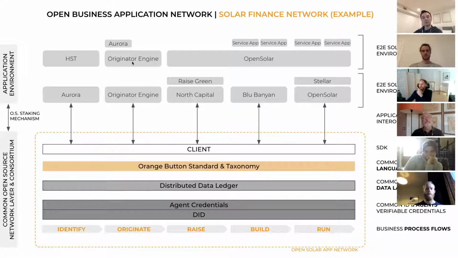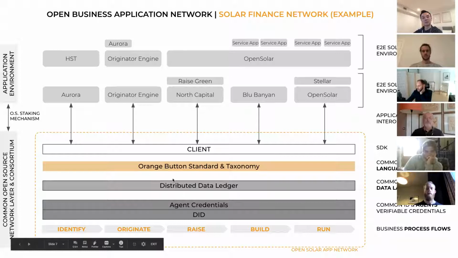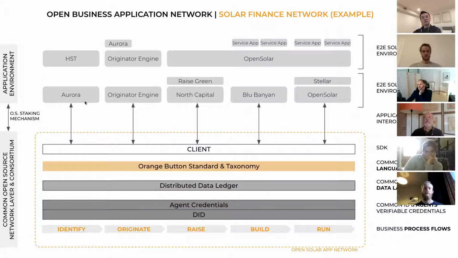So here are just some examples of the application ecosystem. And there's a lot more, and there's more to map, and they all fit within different parts of it. For example, Aurora is a very famous solar app that helps you calculate exactly how much a solar project is going to produce, how much it's going to cost, etc. You need that as a pre-feasibility. The Originator Engine will help you say, okay, this is an investable project, and here's all the documentation. Raise Green uses a software as a service in the back end. Blue Banyan is another existing application that helps you manage a solar construction project.